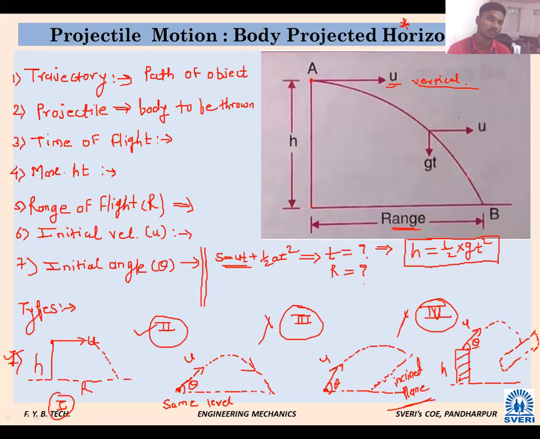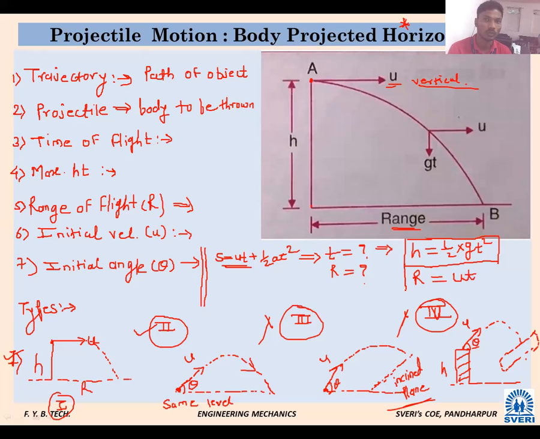If it travels with uniform velocity, what will be the effect on acceleration? If the velocity is uniform, what will the acceleration be? Change in velocity is 0, so acceleration is 0. So while finding this horizontal range, instead of s, now I will write R. If the acceleration term becomes 0, it will give just ut.